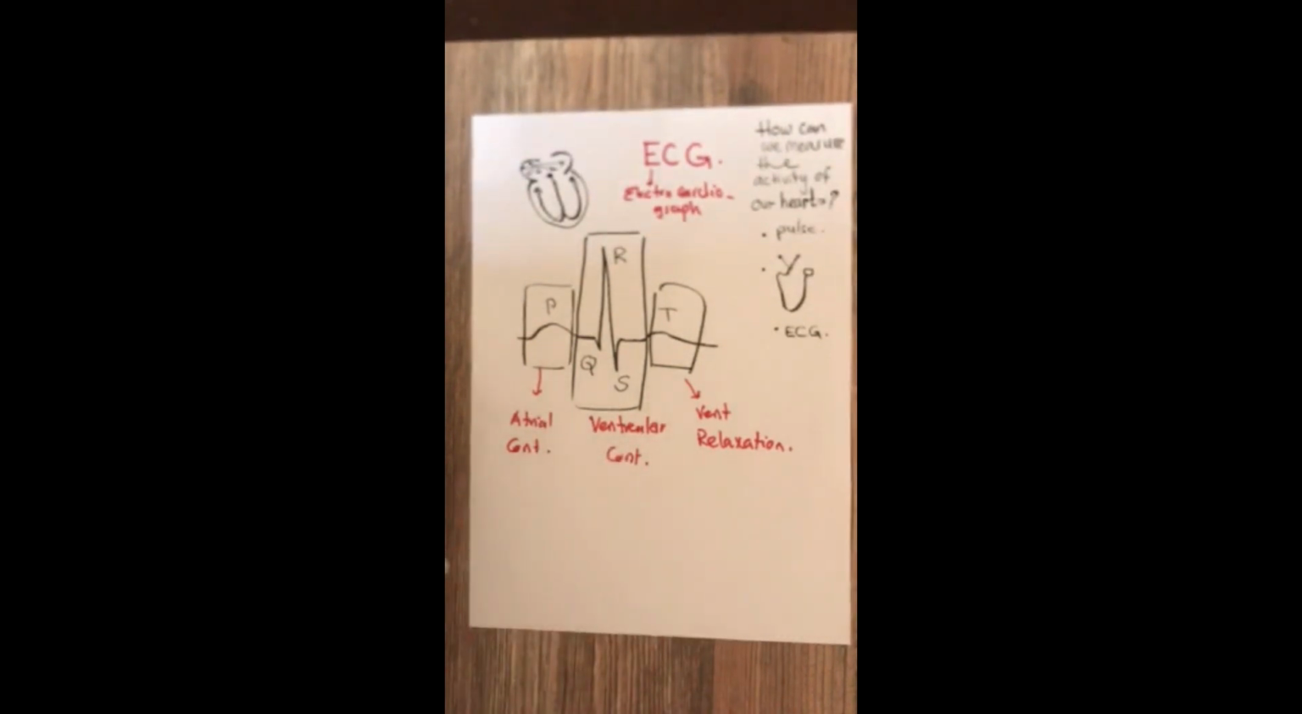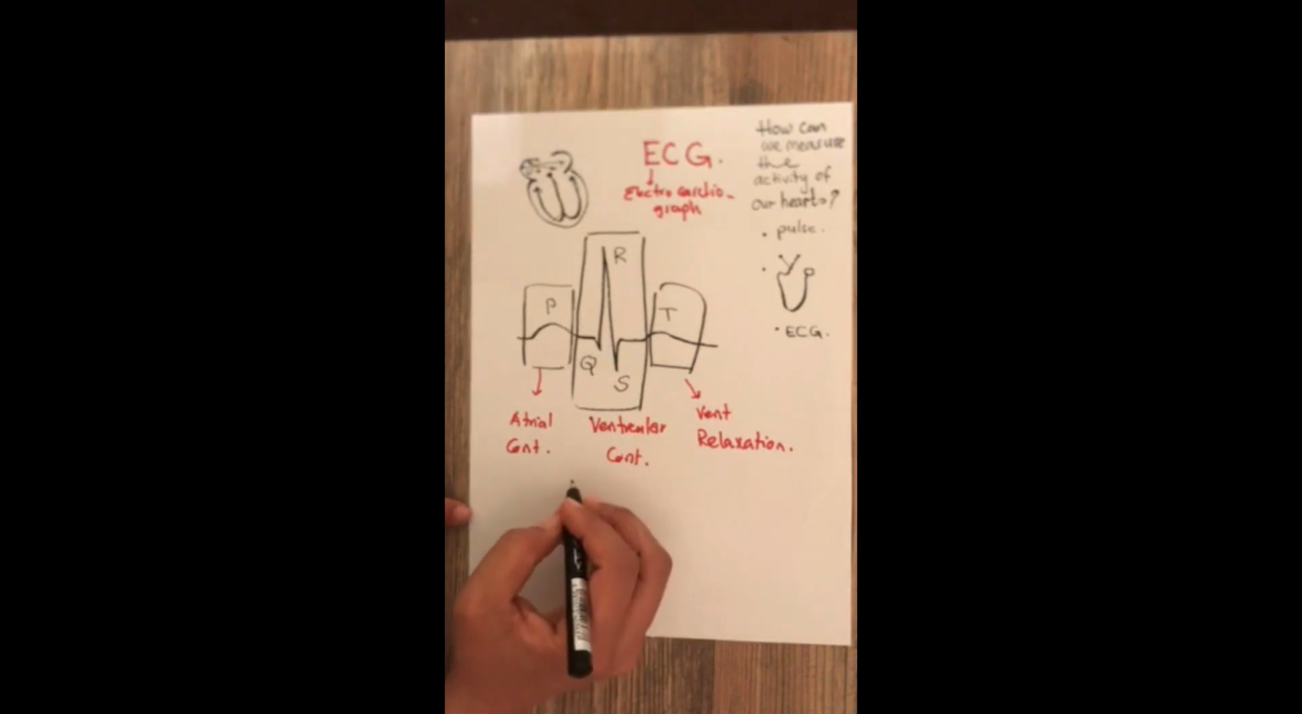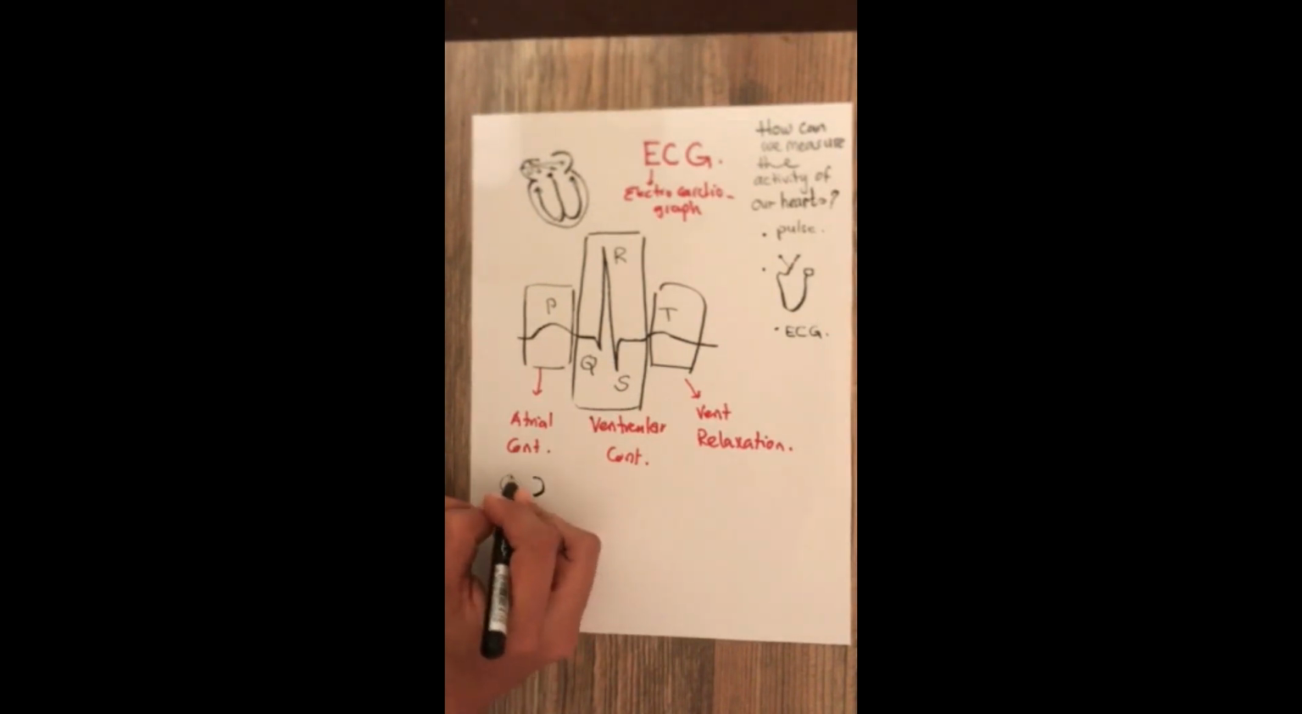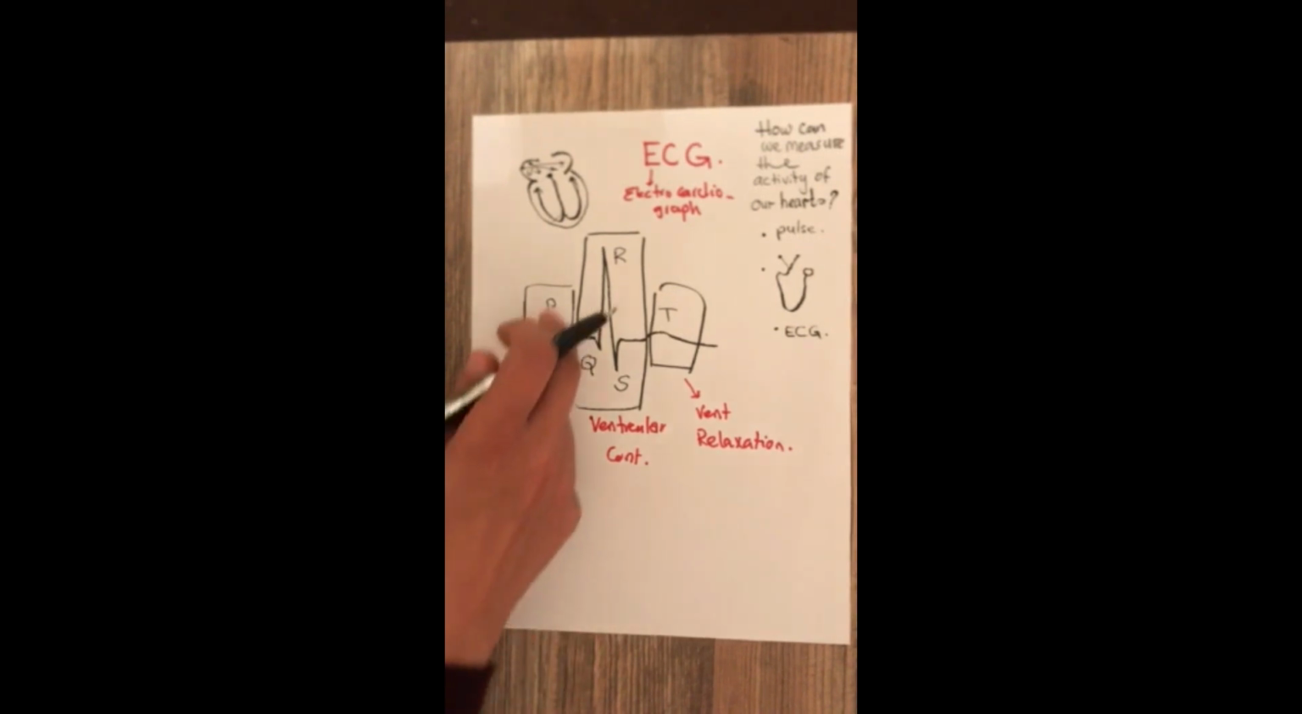What does that mean? Atrial contraction is a wave that occurs when both atria contract together. When electrical activity is generated, the impulse reaches the atria, so both atria contract together. This contraction is represented by this wave.